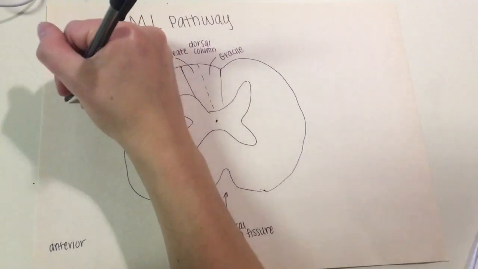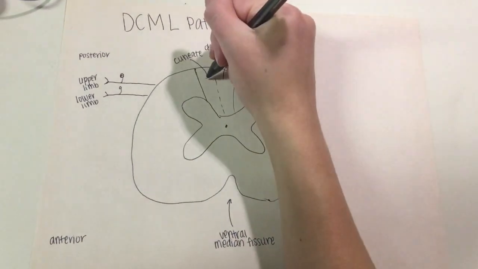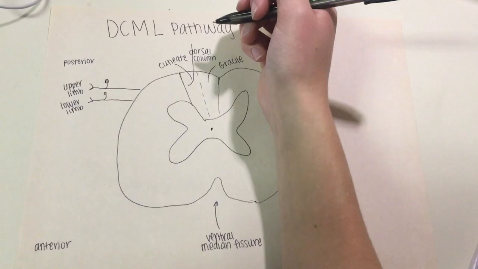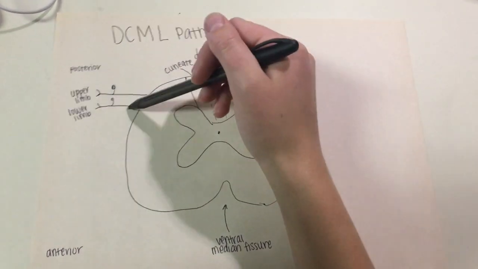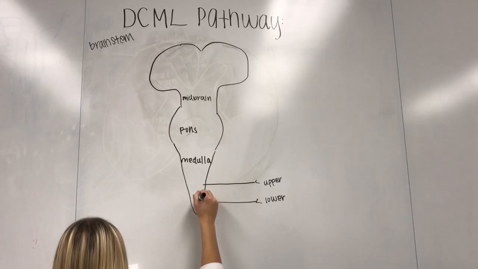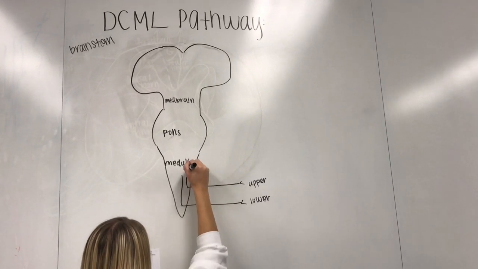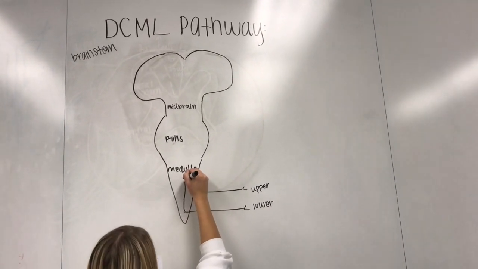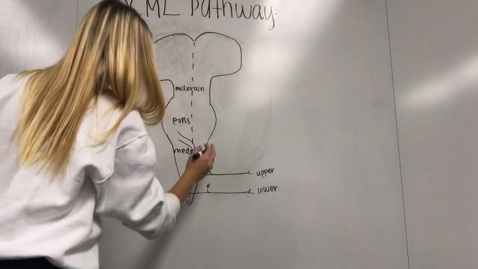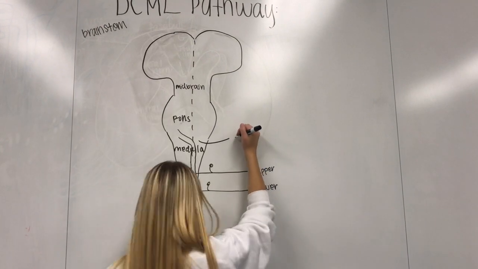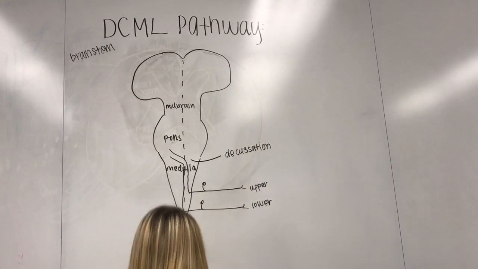So the upper limb pathway and the lower limb pathway go through the spinal cord through different sections of the dorsal column. So the upper limb is going through the cuneate fasciculus, and the lower limb is going through the gracile. So they end up coming up through the brainstem and crossing over the midline in something called a decussation. Before they cross over, they go through the cuneate nucleus and the gracile nucleus, respectively.